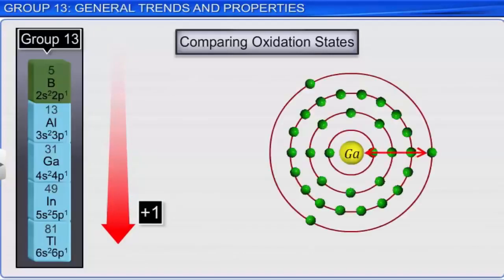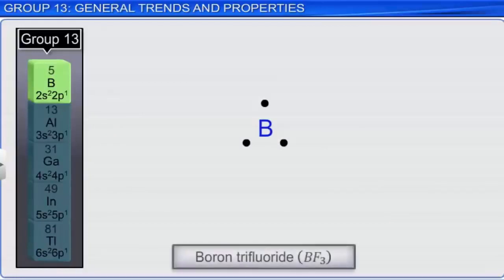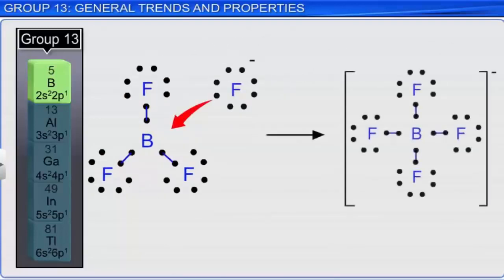This is due to the outermost s electrons being held more tightly, and so only the electron in the outermost p orbital is lost. With 3 valence electrons, boron often forms compounds such as boron trifluoride, with only 6 electrons around the central boron. Such molecules are described as being electron deficient. They tend to gain 2 electrons to achieve a stable octet. Therefore, BF3 acts as a Lewis acid, that is, an electron pair acceptor.